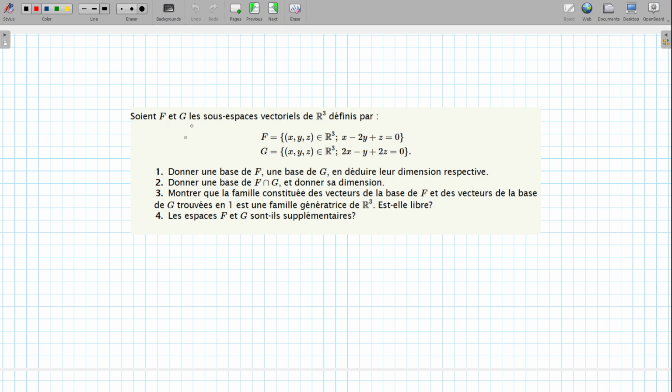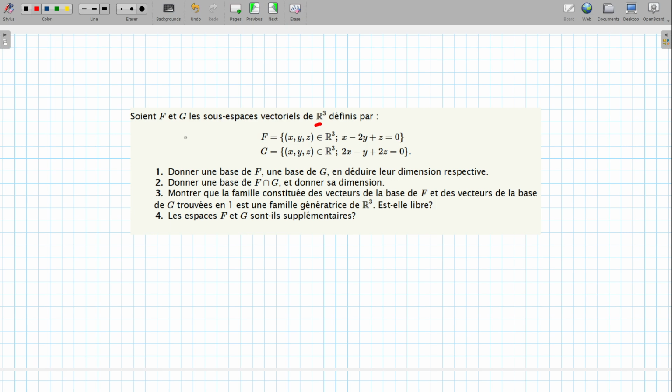Donc soit F et G, les sous-espaces vectoriels de R3. F et G sont des sous-espaces vectoriels de R3. I will leave it to you guys to verify that F and G are indeed subspaces of the space R3. Donc, donner une base de F, une base de G, on déduit leurs dimensions respectives.